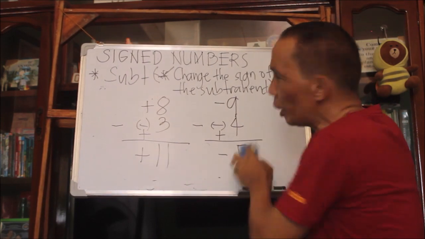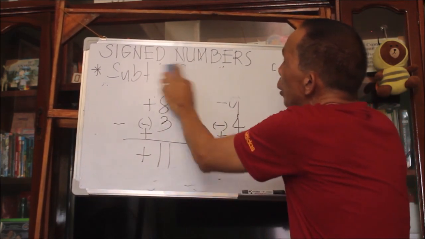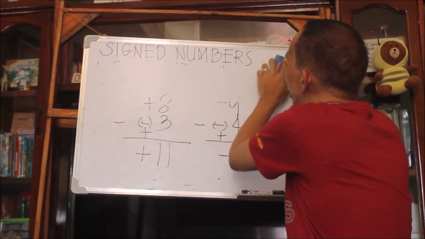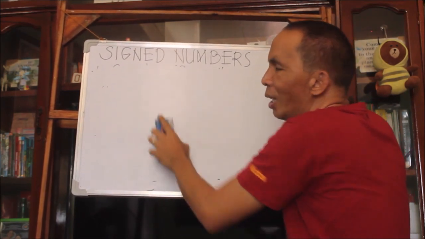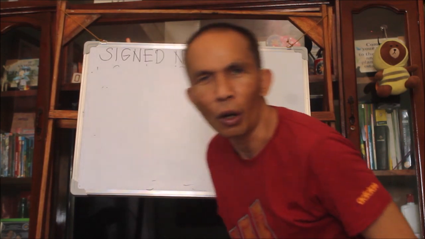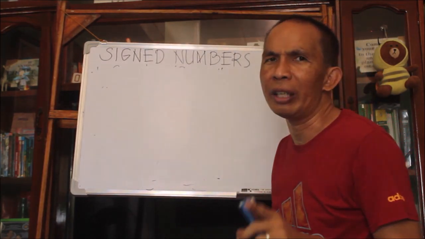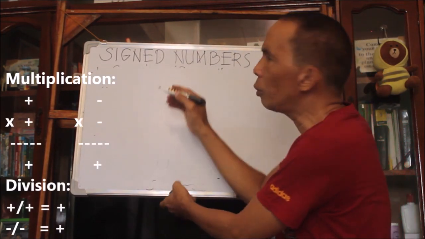Let's now proceed to multiplication. Rules in multiplication and division are almost the same. Magbabago lang po sila, syempre sa operation. Okay? In multiplication and division, pareho lang po ang rules.